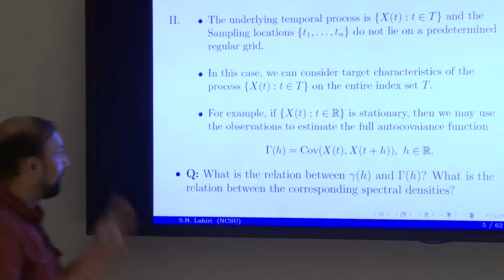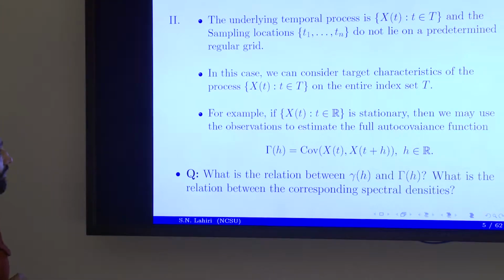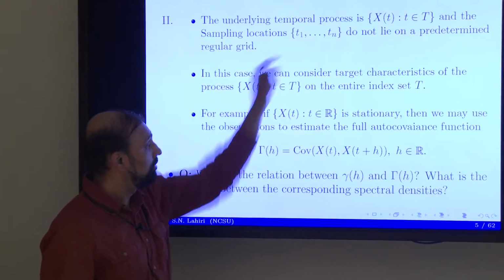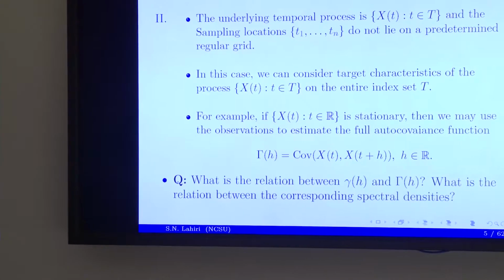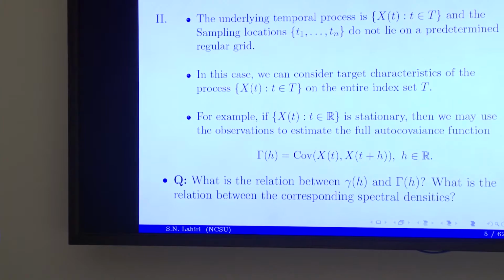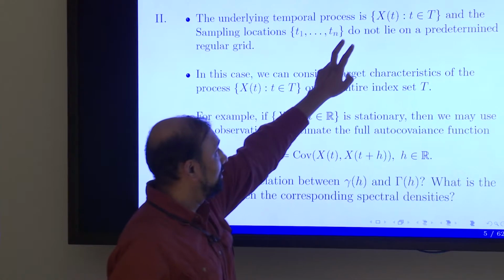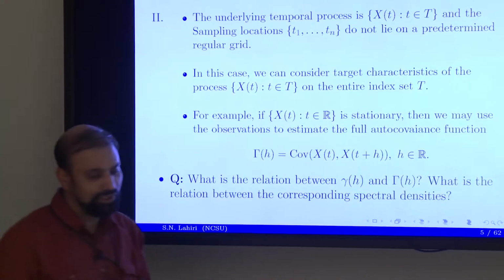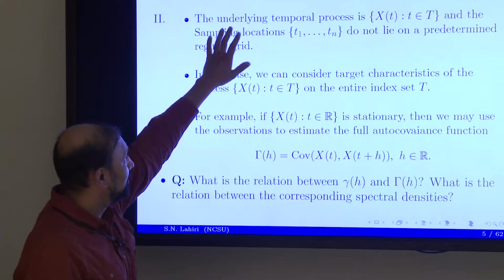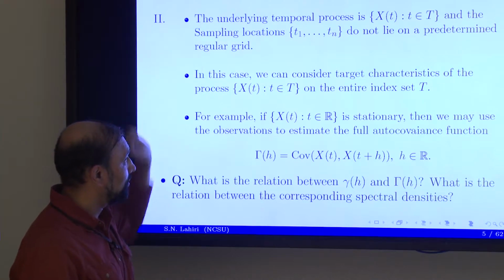At the other end of the spectrum, we have this continuous time process with t1, t2, tn. They need not be restricted to the set of all integers. They can take any possible value in the index set capital T. And again, if these cannot be embedded in a predetermined regular lattice, in such cases, this continuous version of the process is important.